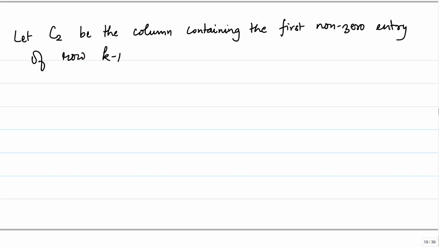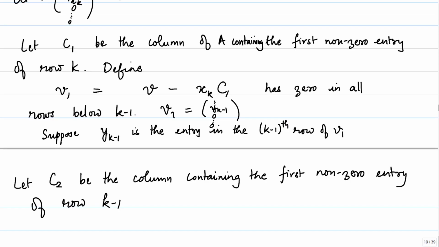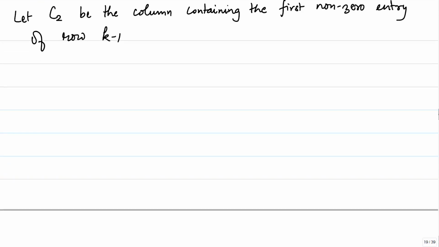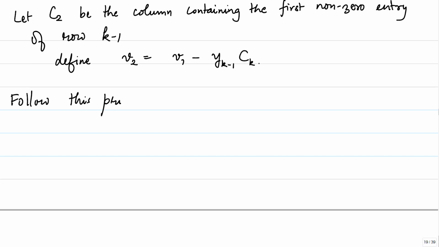Anyway, that is certainly being used, and also notice that all entries below the k minus 1th row of C2 are 0. Define V2 to be equal to V1 minus y_{k-1} times Ck, and follow the same procedure. After k steps, what do we get? We obtain the 0 vector after k steps.